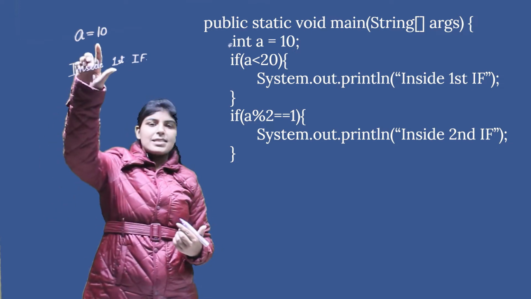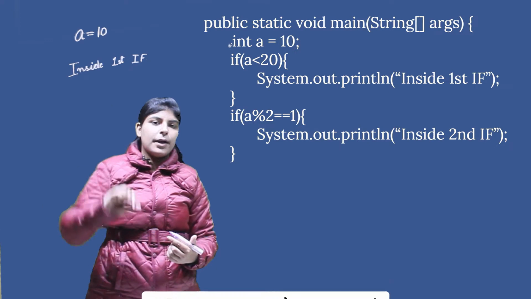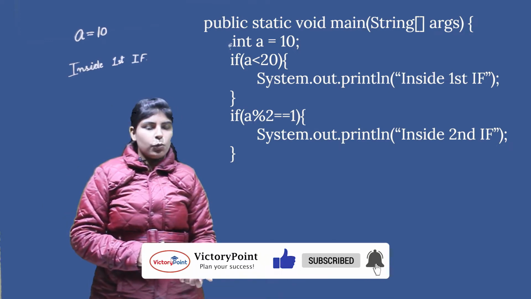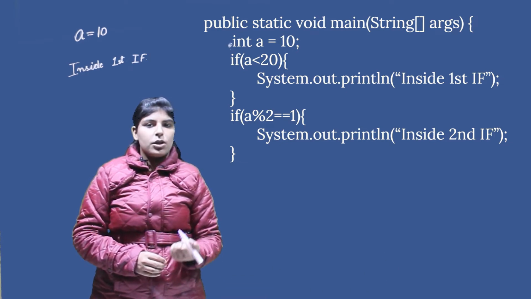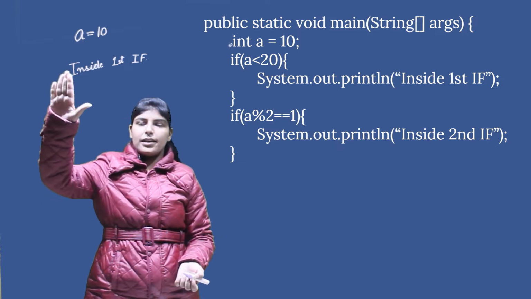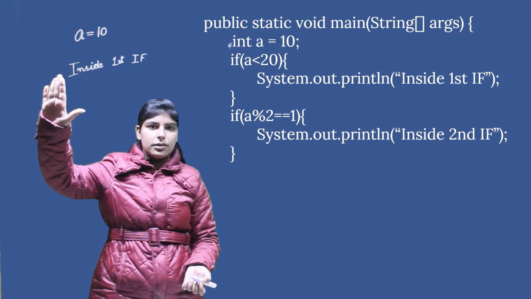Here I have a as 10. So 10 is an even number. 10 is divisible by 2. So when I divide 10 by 2, I will get the remainder as 0. So when I do 10 mod 2 equal to 1, the condition will be false. I will not enter inside the if block. So the statement inside second if will not be executed. And the output of this code will only be this thing. Clear? Next we will see if else statements.